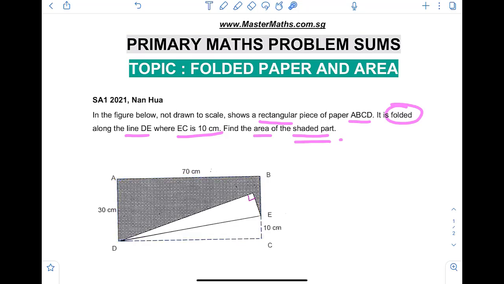So why do I say that they are equal? It's really because when we fold, the corner here, which was originally 90 degrees, is folded in, so over here is going to be 90 as well. Not just that, 70 here, when you fold in, over here also going to be 70. 10 cm, when you fold in, over here also going to be 10 centimeter. So essentially, we have two equal right angle triangles.